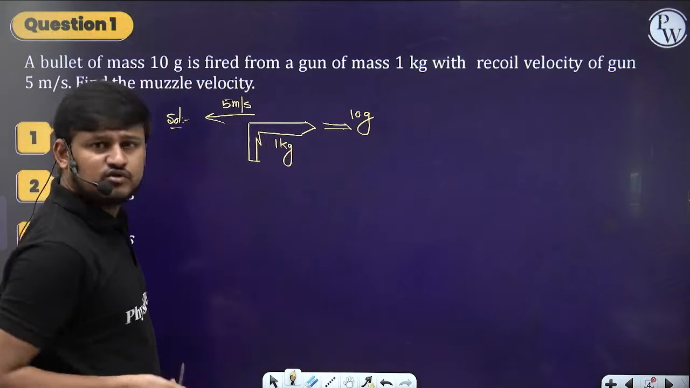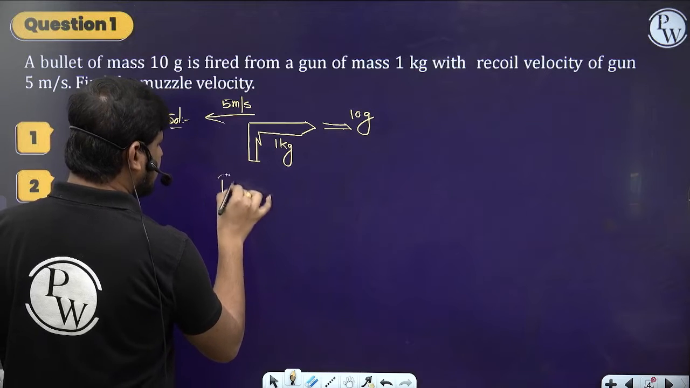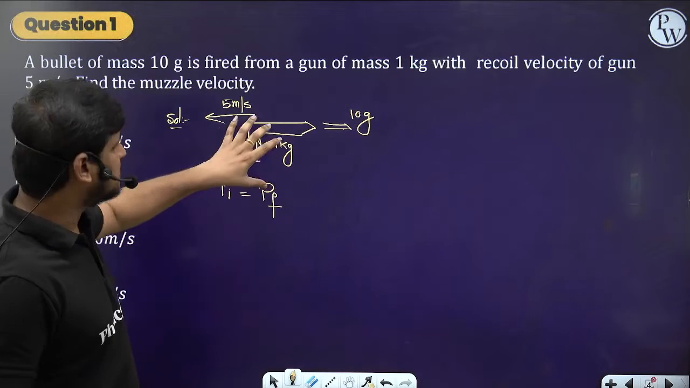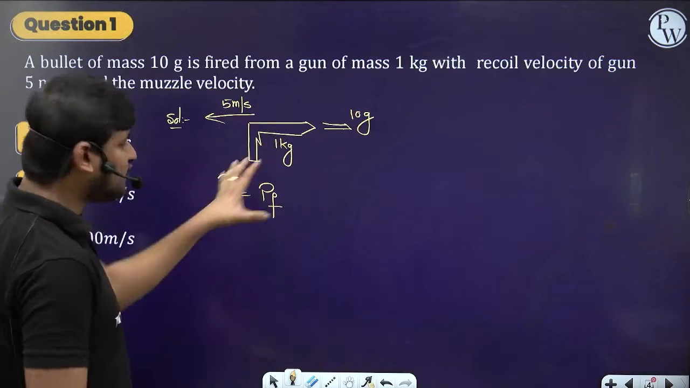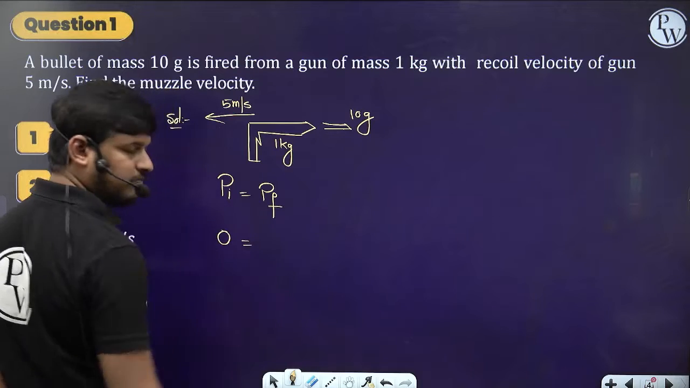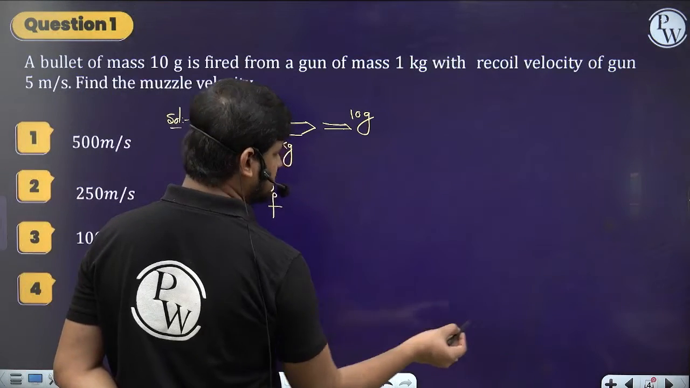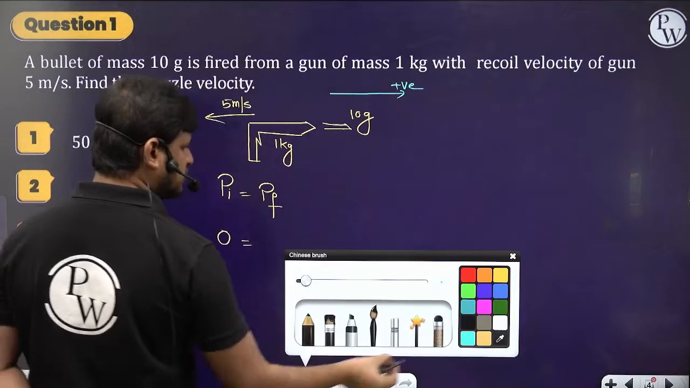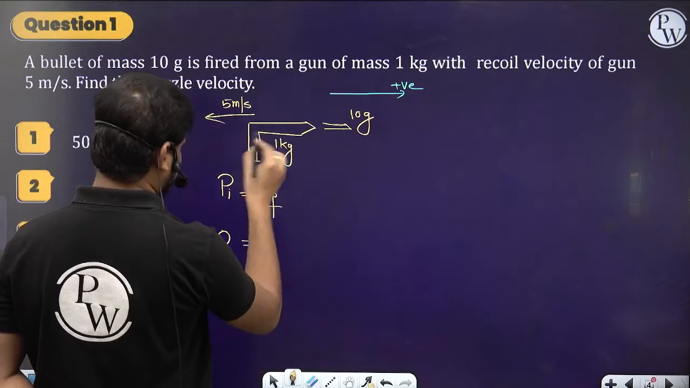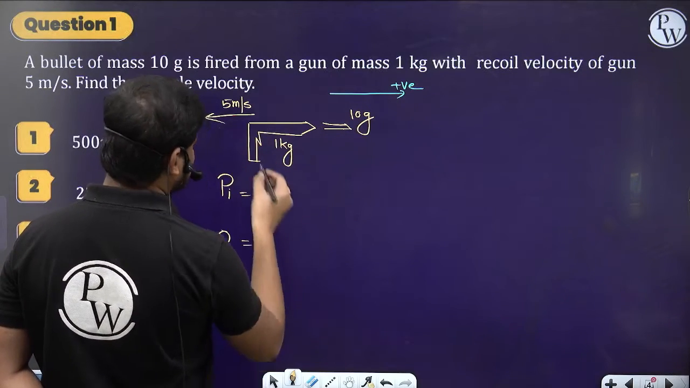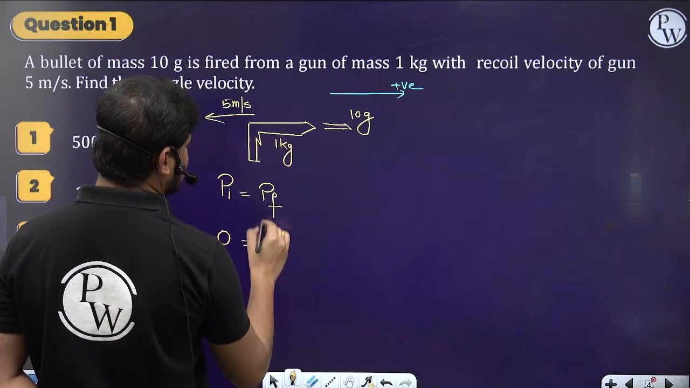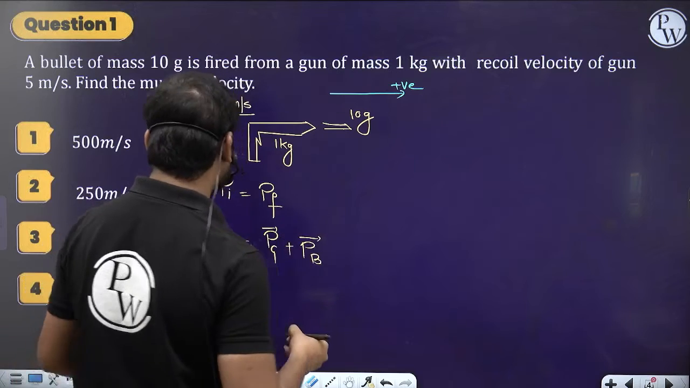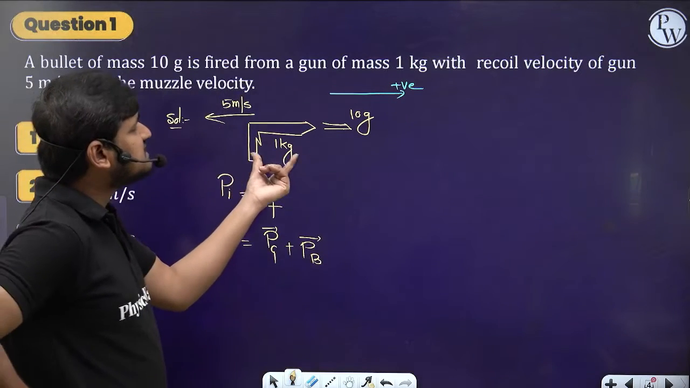You know that there is no external force acting on the body. So we can say that the P initial of the system is equal to P final of the system. Initially the gun is at rest and the bullet is also at rest before firing. Yes or no? Therefore the initial momentum is 0. Now what is the final momentum? Let me consider this side direction as positive, so the bullet is moving with a speed we don't know, and the gun is moving with a speed of 5 meter per second. Initially the momentum is 0, because the gun is at rest and the bullet is at rest.